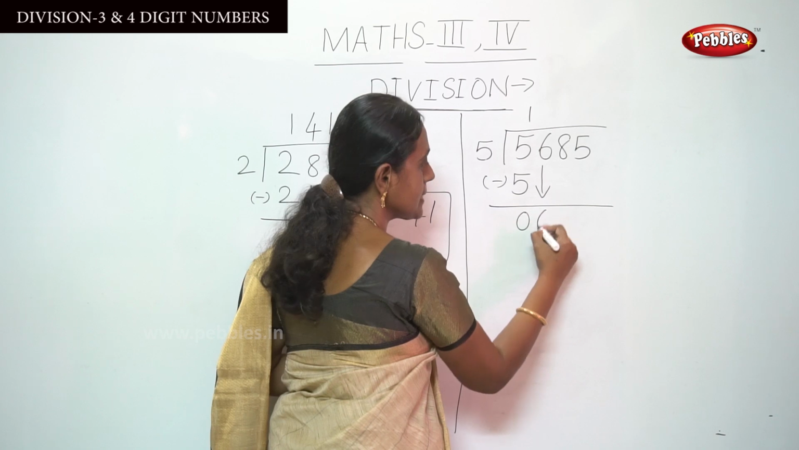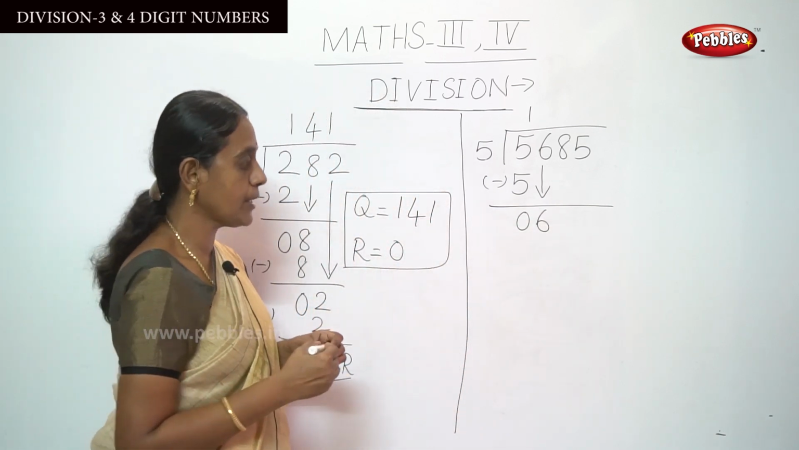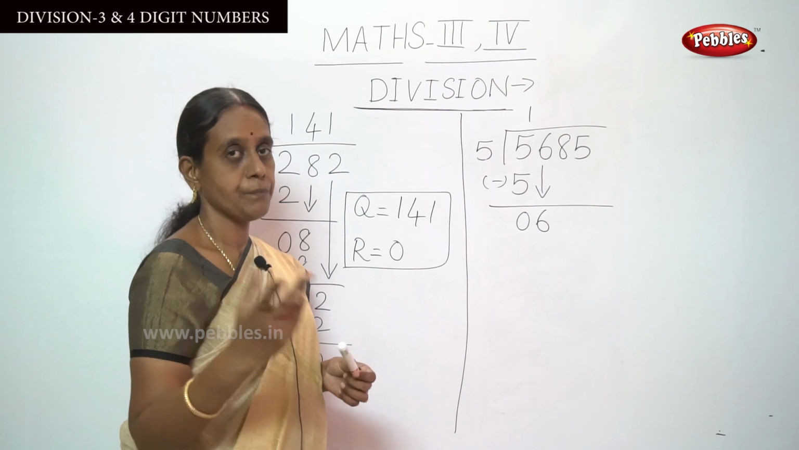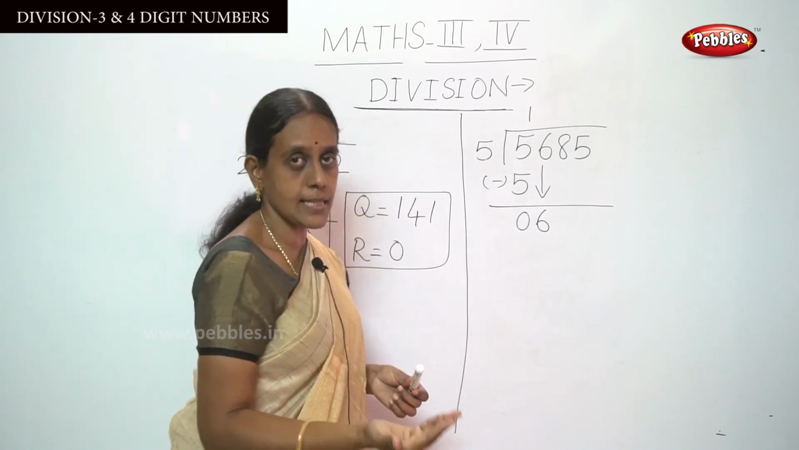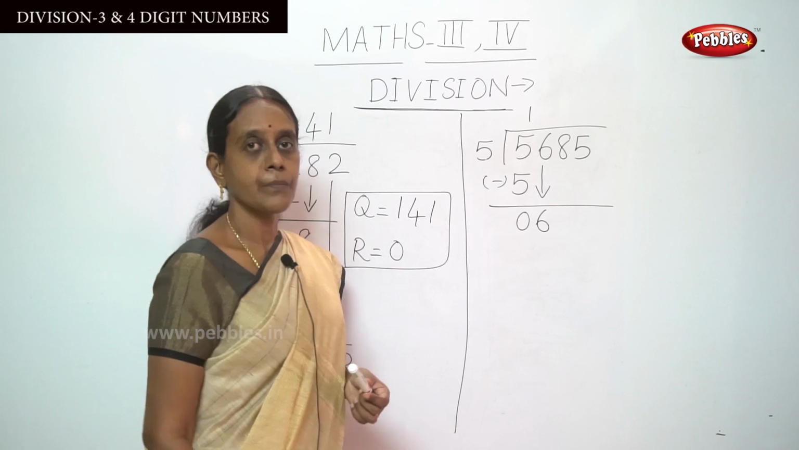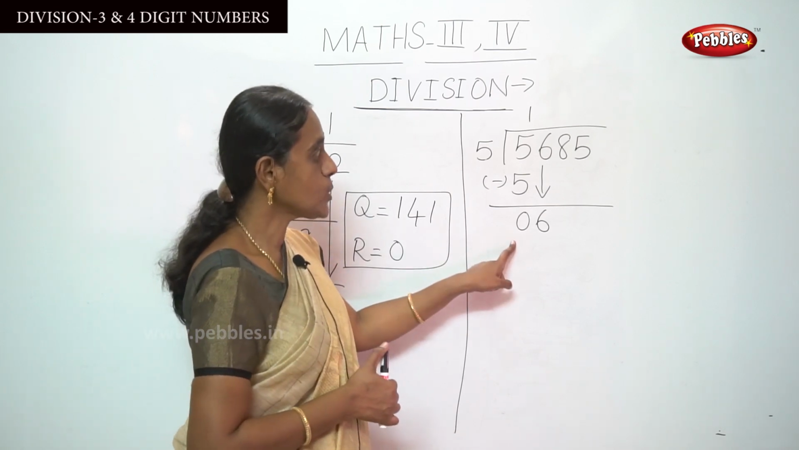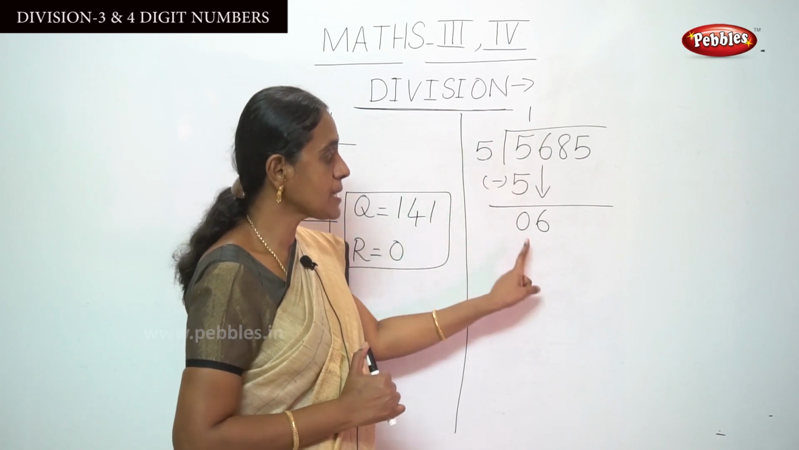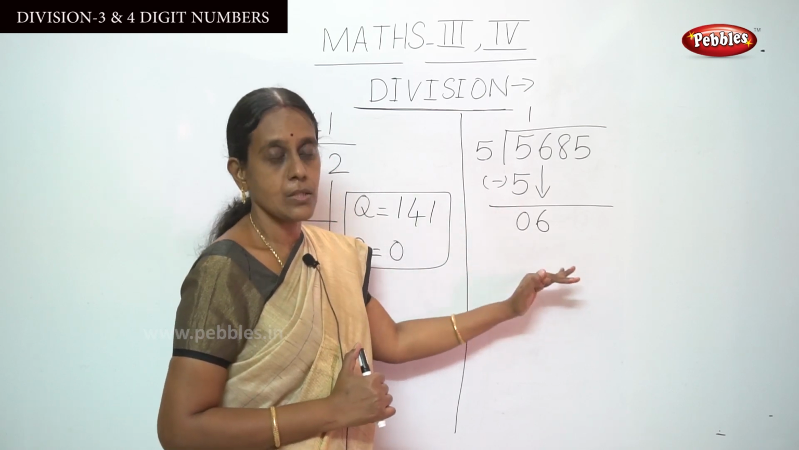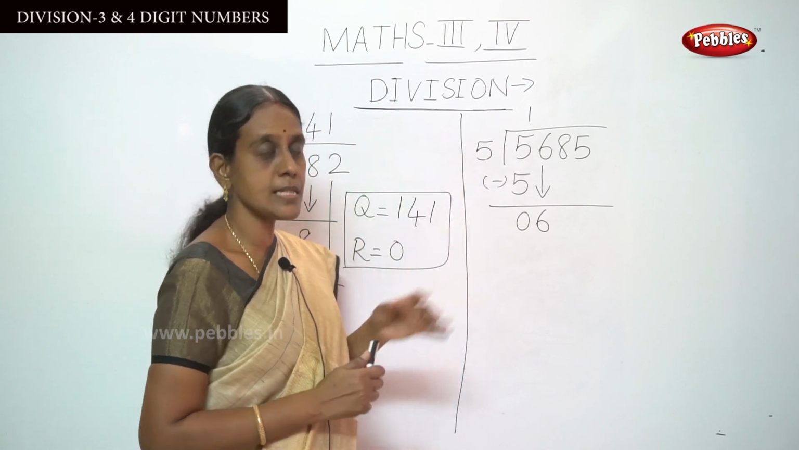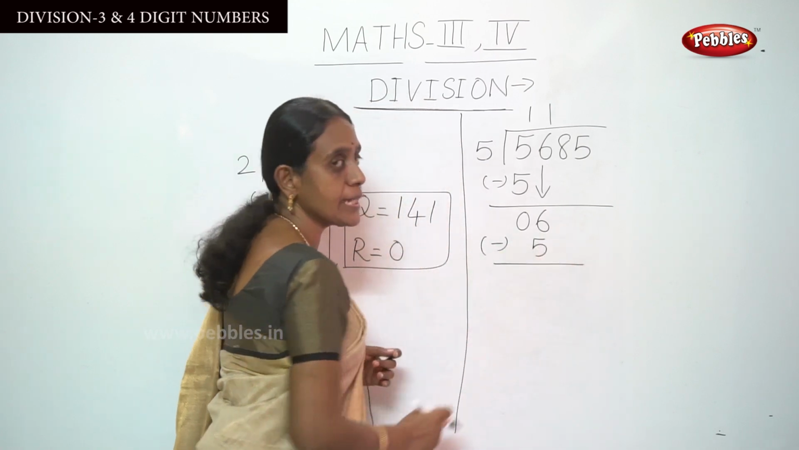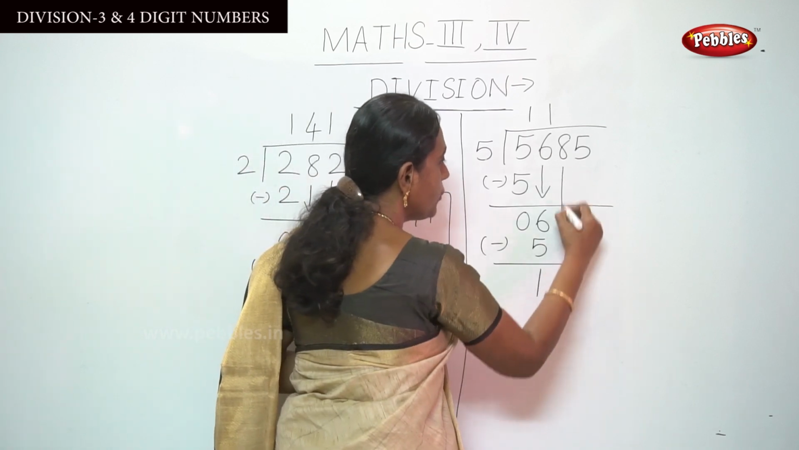Put down this 6. Now observe here, children: 1 5 is 5 and 2 5s are 10. 10 is more than 6, so you should take the lesser number for this 6. Do you understand? 10 is greater than 6, so you should take 1 5 is 5, and subtract: 6 minus 5 is 1, and put down this 8.